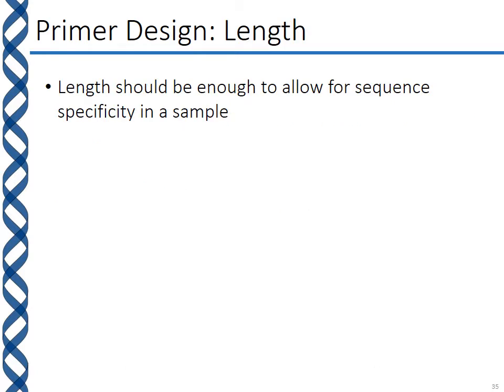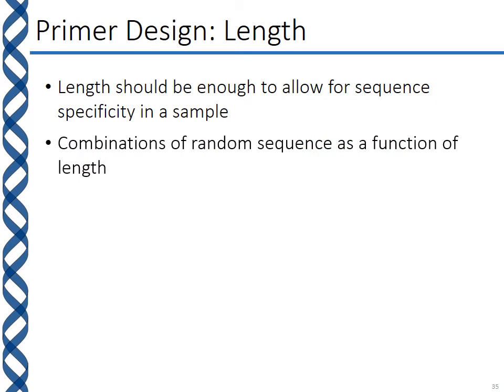So let's start off looking at the length parameter. The length you choose for your primers should be enough to allow for sequence specificity within a sample. So what do we mean by that? Let's imagine that the DNA that we're trying to amplify from is distributed randomly. So each of the nucleotides A, T, C, or G have an equal chance of occurring, so that'd be 25% for each.